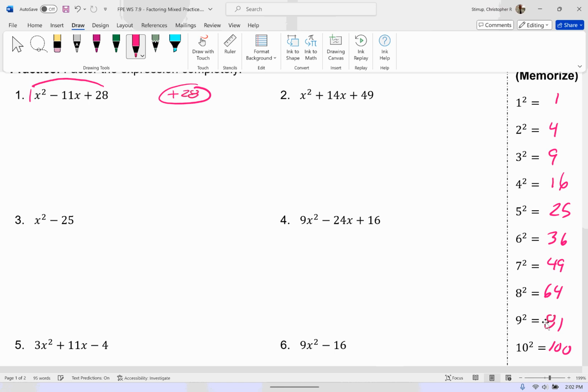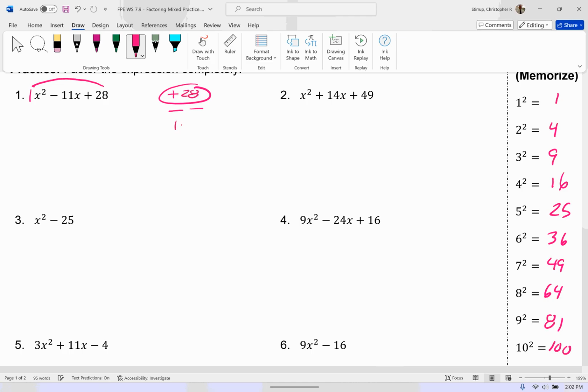What up there would tell us that they both have to be negative? What sticks out that says they're both negative? The negative 11. Good. Negative times negative is positive. And then I just do all the factors. And I kid you not, anytime I'm doing this on my own, I'm not just jumping to, oh, I know exactly what it is.